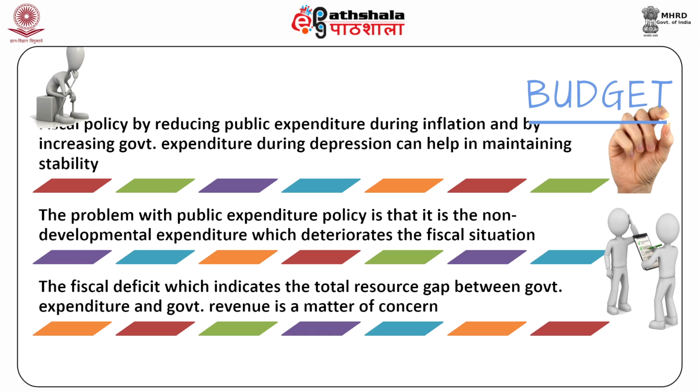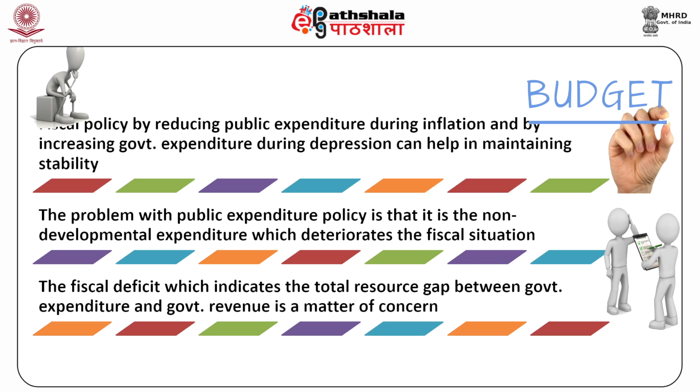The second instrument is expenditure. Fiscal policy, by reducing public expenditure during inflation and by increasing government expenditure during depression, can help in maintaining stability in the economy.